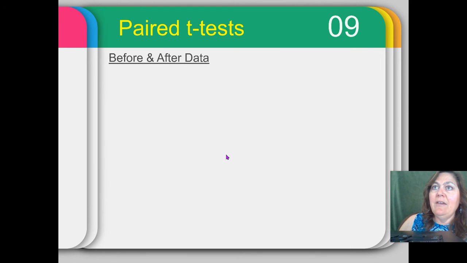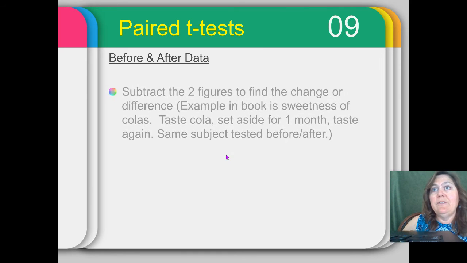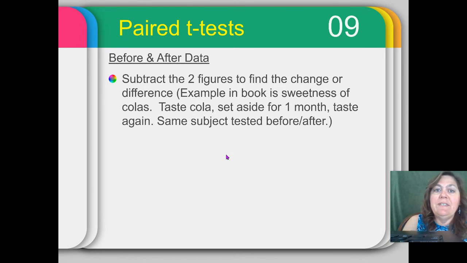One more thing, you're going to have something called a paired t-test. It's not the one sample t, but a paired t-test. And this is where you do before and after. So when you have, for example, you take a test and then you study and then you take the test again, you're finding this difference between your two tests. You're going to subtract the two figures to find that change or difference.